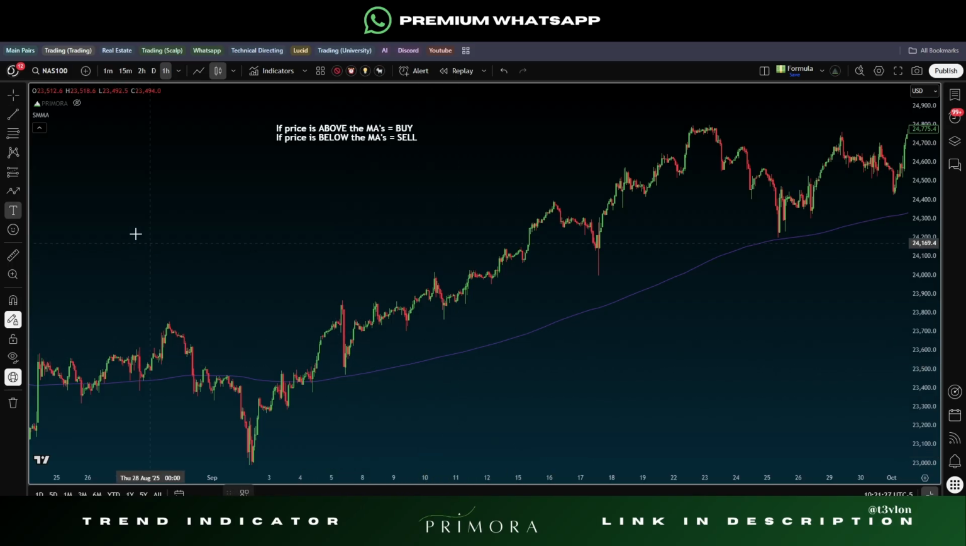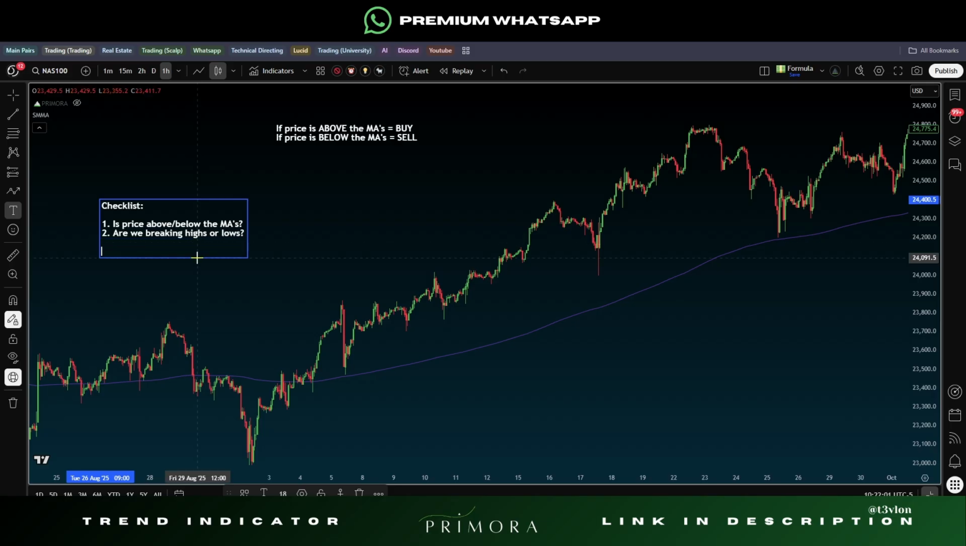You're going to create a checklist for yourself, right? Checklist. Is price above or below the MAs? Once you answer that, you're on to the next thing. All right. 1. Is price above or below the MAs? 2. Are we breaking highs or lows? Once you answer those 2 things, you're literally good to go.